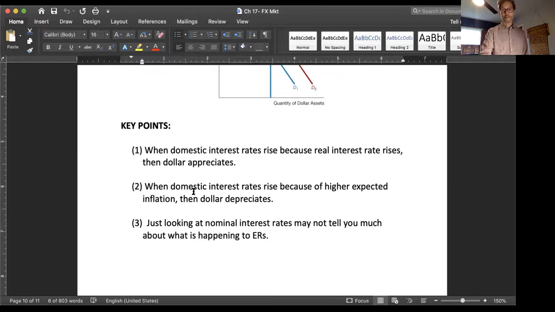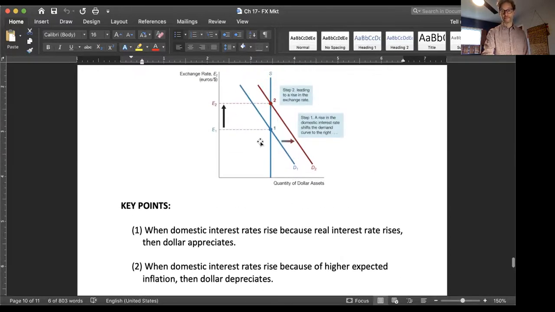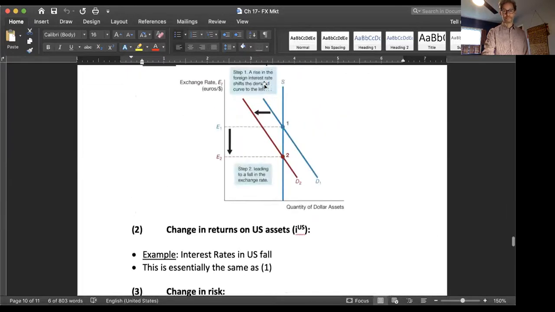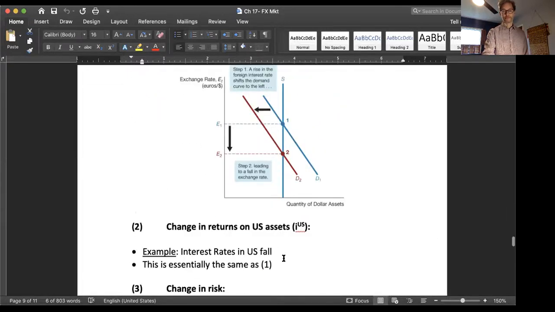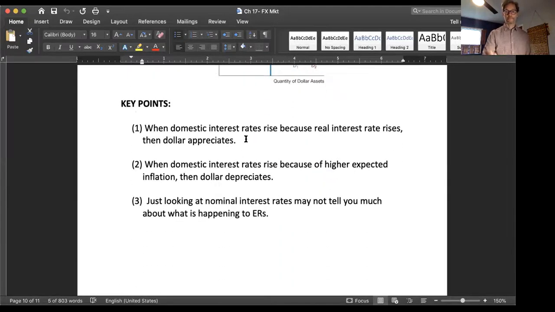So if real interest rates rise, then we would expect the dollar to appreciate, right? Just like in this example, if the real interest rate in the US falls, the dollar should depreciate. So a rise in real interest rates causes the dollar to appreciate, and a fall in the real interest rate causes the dollar to depreciate. But it is a little bit more complicated than that.